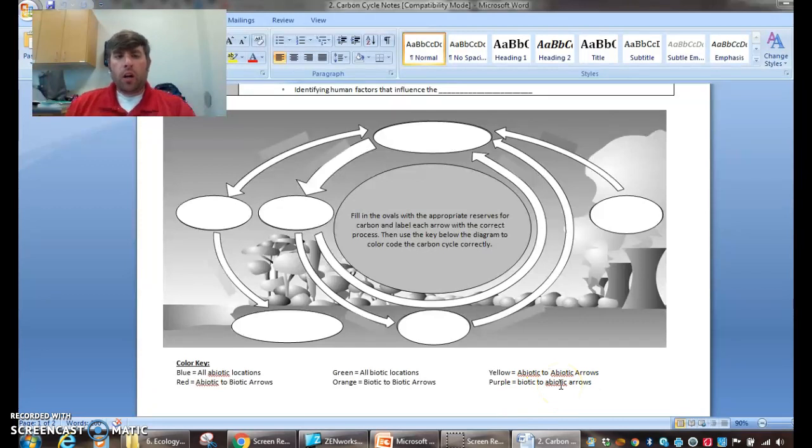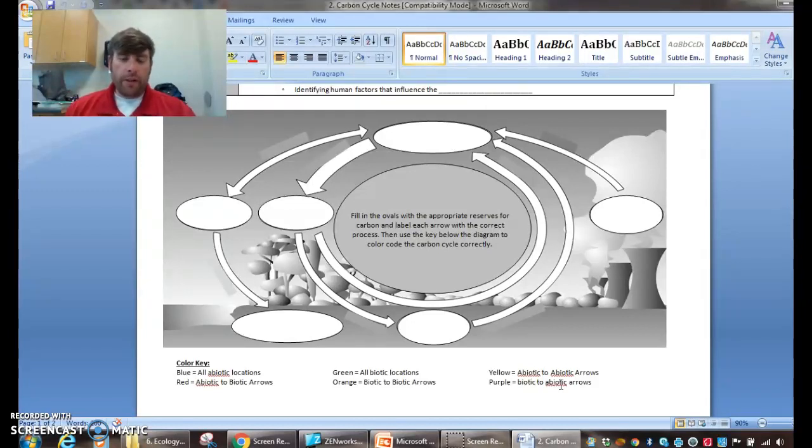So now, Mr. Roberts, you're using these terms and we haven't really talked about them. Well, here you go. Biotic, bio meaning life. So biotic are living things. Abiotic, a without, so without life. So abiotic are all locations where carbon can be that are non-living. Biotic are all the living locations. So that means carbon stored in living things.